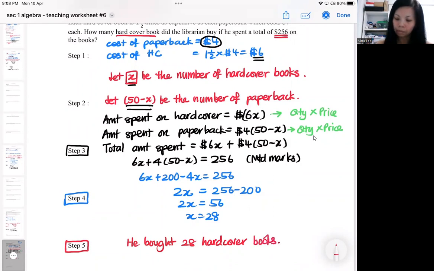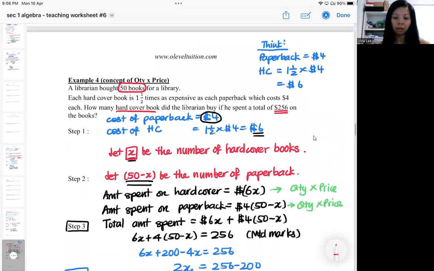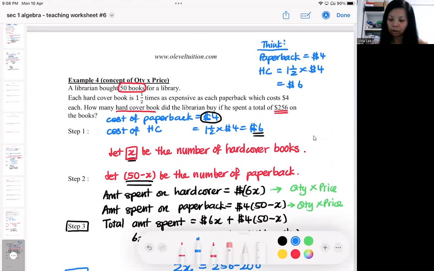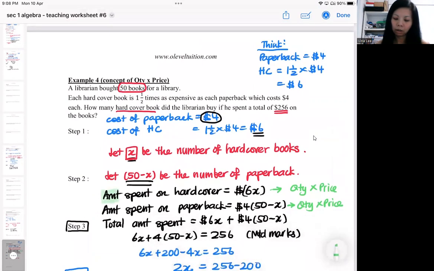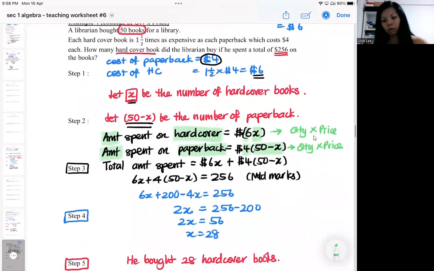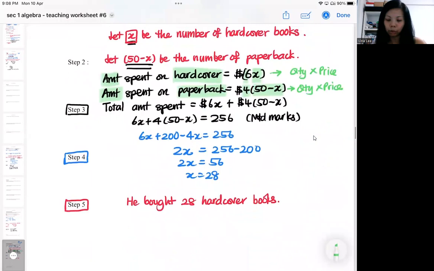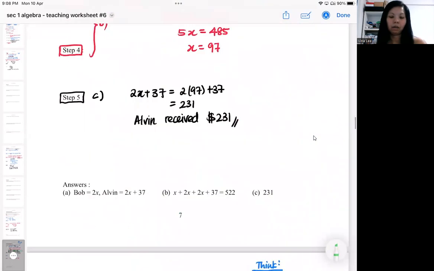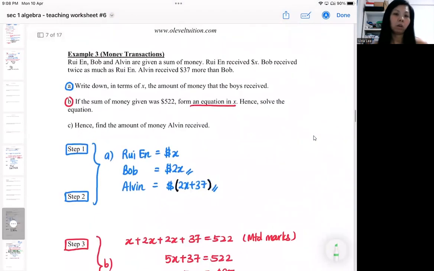So this is the quantity times price. What is the amount spent on the hardcover? The quantity is X, the price is 6. What is the amount spent on paperback? The quantity is 50 minus X, and the price is 4. So that's how you work out a full story sum like this. So this is the kind of money transaction.